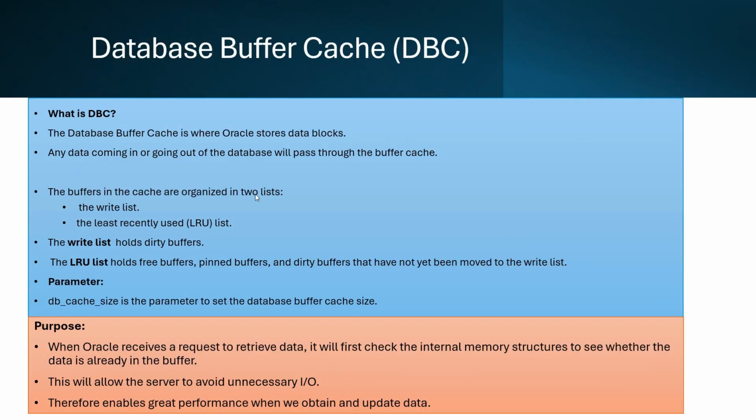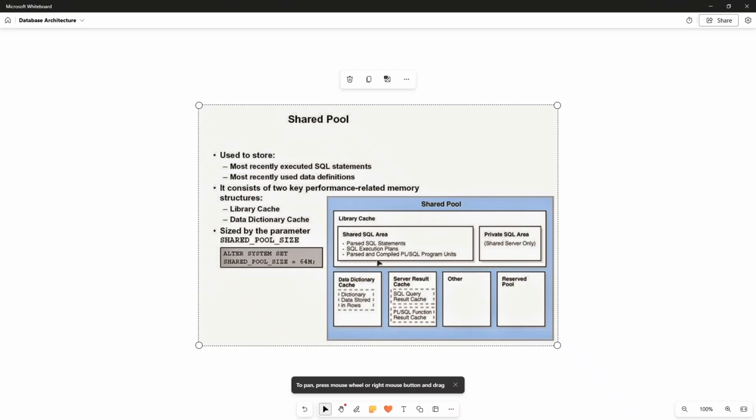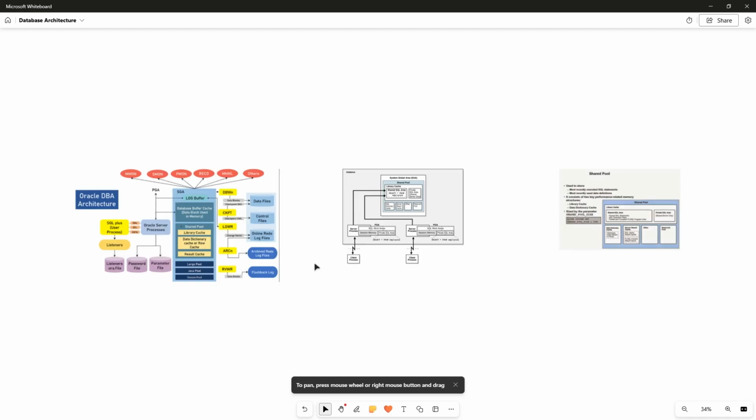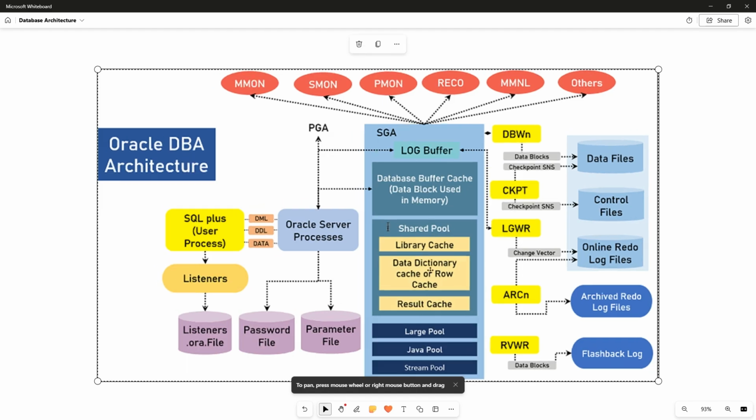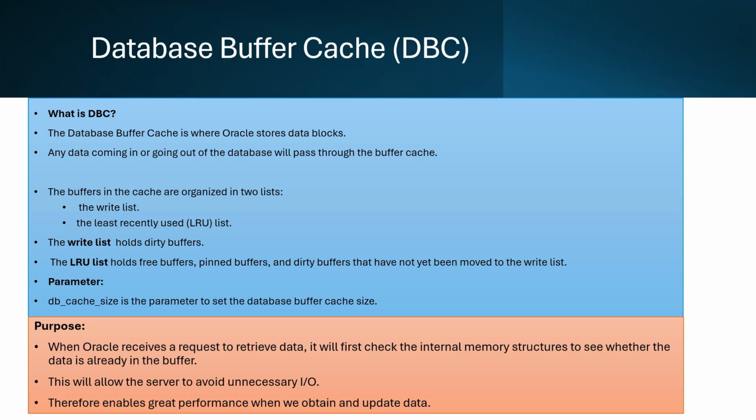So the next memory component, what is your next memory component? This was about the shared pool, right? The next memory component is the database buffer cache. So let's look at this database buffer cache in a magnifier. So what is the database buffer cache?